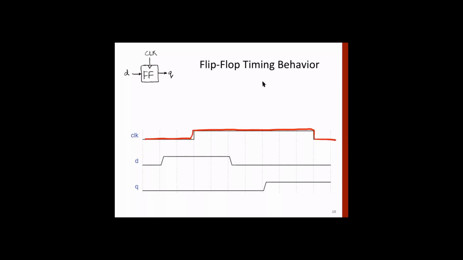Okay, this is the value of D, and this is the output here. The third one is output. So what we have, first thing is that D has to be stable for a certain period of time before this clock edge. Okay, so we have this setup time. So the signal is stable during this period.